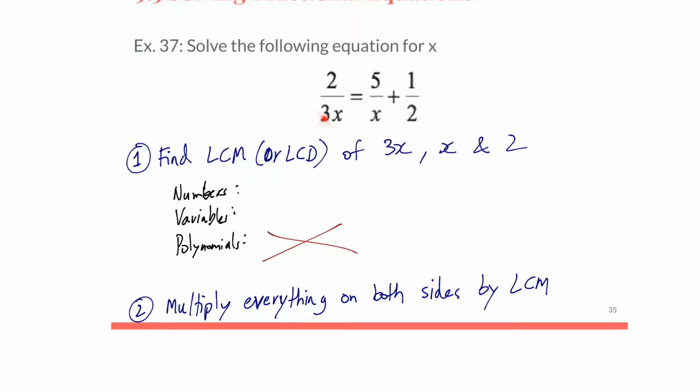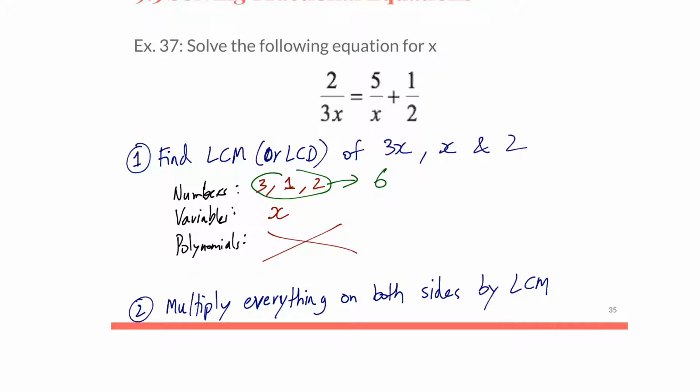So looking at all the denominators, there's a 3 here, there's a 1 here, there's a 2 here. Let me just list those out. There's a 3, there's a 1, there is a 2. And what's the LCM of 3, 1, and 2? 6. Perfect. Looking at the variables, do you have different variables? No, just an x and another x. So really you just have one variable.